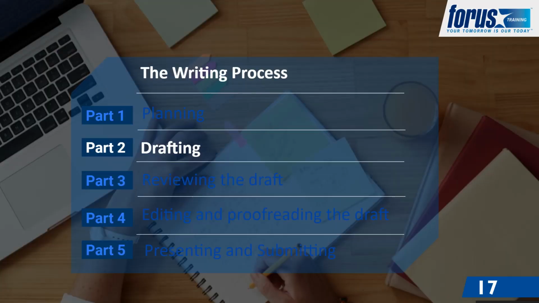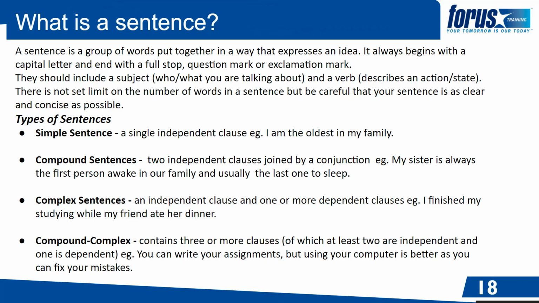So next we have the drafting. What is a sentence? A sentence is a group of words put together in a way that expresses an idea. It always begins with a capital letter and ends with a full stop, question mark or exclamation mark. They should include a subject, who or what you're talking about, and a verb describing an action or state. There is not a set limit on the number of words in a sentence, but be careful that your sentence is as clear and concise as possible.